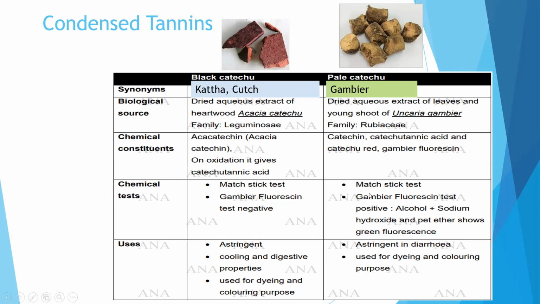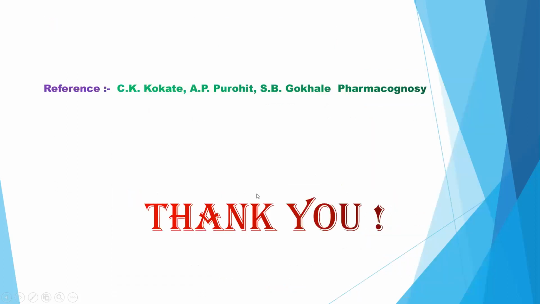See, the test is named according to the synonym of pale catechu and also the biological source, gambier, so the test is also the gambier fluorescence test, positive. In this test, alcohol plus sodium hydroxide and petroleum ether shows green fluorescence. Okay. Uses of pale catechu: astringent in diarrhea, used for dyeing and coloring purposes. Thank you.